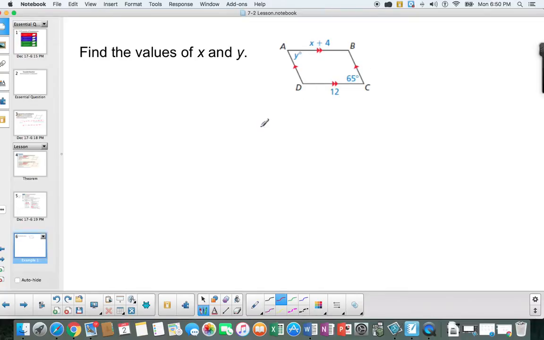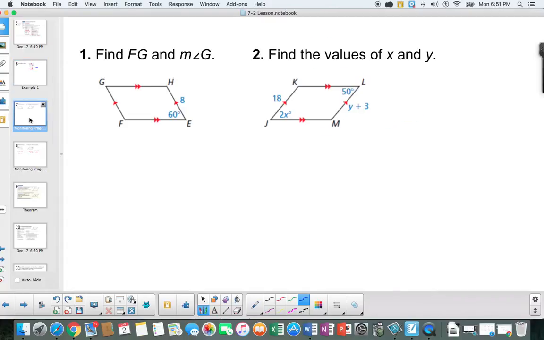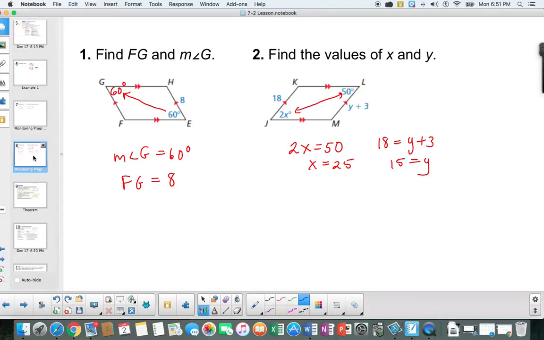All right, so let's go ahead and try to find x and y. We know that opposite sides are going to be congruent, so I'm going to know that x plus 4 will be equal to 12, so x is equal to 8. I also know opposite angles are congruent, so that means y will be equal to 65. Okay, now your turn. Stop the screencast and see what you can do. And here are the answers.